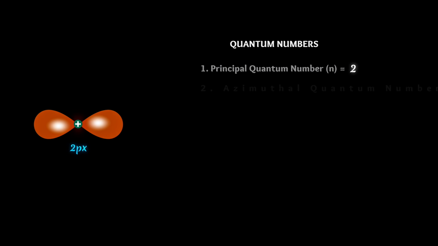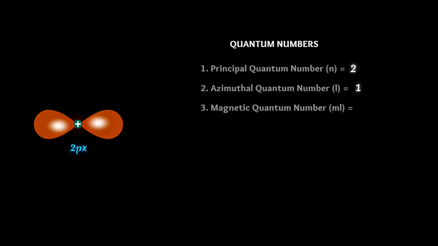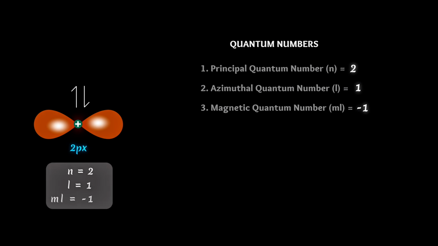The second is the orbital quantum number. l is equal to 1. And the third is the magnetic quantum number. ml is equal to -1. So the 2px orbital has 3 specific quantum numbers. We know that each orbital can hold 2 electrons. It means 2 electrons in a 2px orbital have the same quantum numbers.